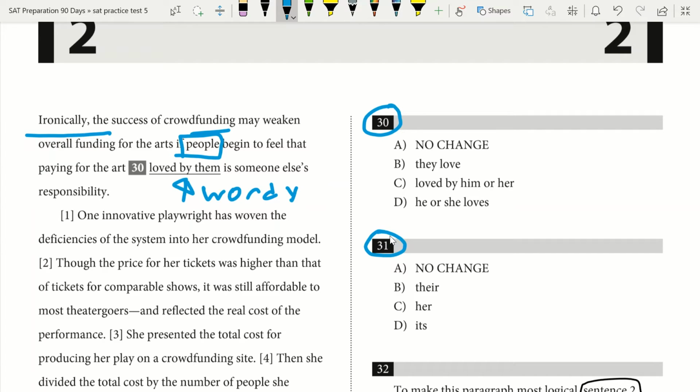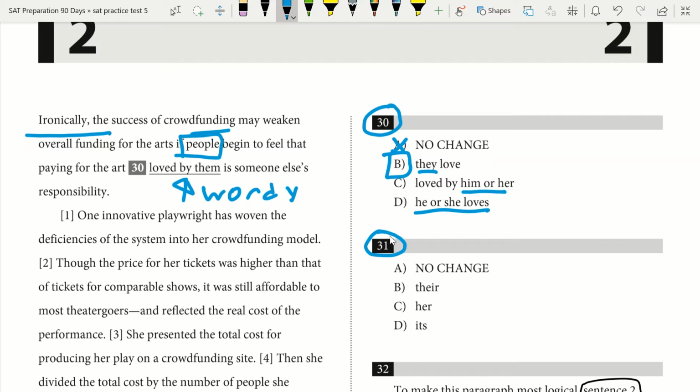We would say paying for the art they love, right? Now, if they is the correct pronoun here, then that would be our correct answer. And they is the correct pronoun. That is the correct pronoun we would want to use. So B is our correct answer here. But I want to quickly touch on why C and D you can immediately figure out are wrong.